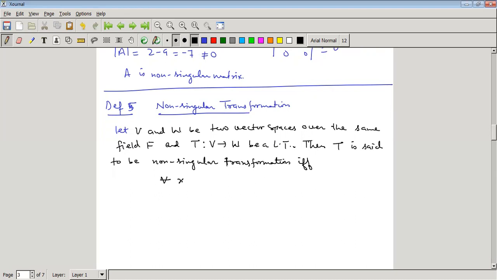given any x belonging to V with x not equal to 0, this implies T of x is not equal to 0. If we have a non-zero x from the vector space V, and this implies that T of x is also non-zero, then the transformation is said to be a non-singular transformation.